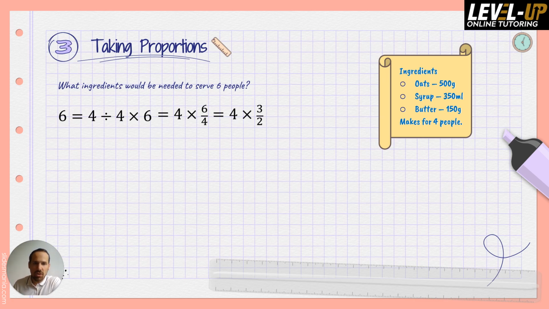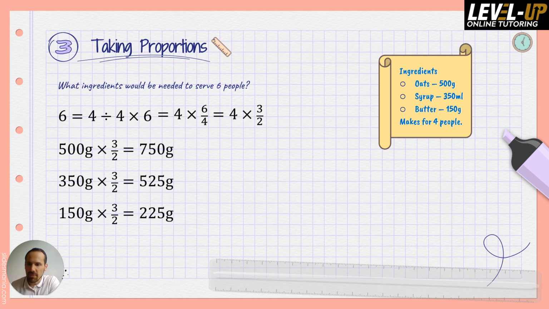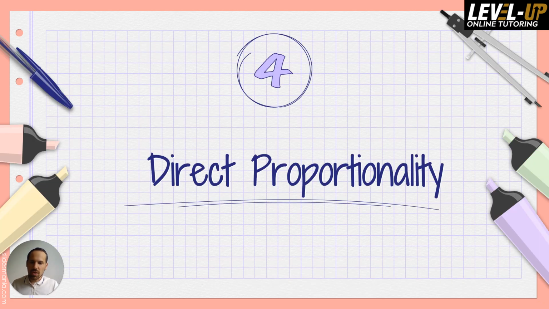And once you've got that, that's the hard part. Then you've just simply got to apply that scale factor to all your values. So we basically need 1.5 lots of these ingredients. So we have 750, 525, and 225 grams. Well, actually, that middle one should be milliliters, but the numbers still work out the same. And you might recognize those are the same numbers we had before. So, right, let's move on to proportionality now.